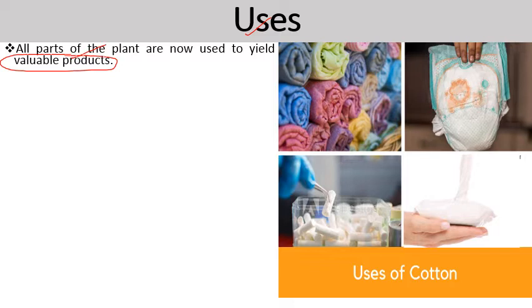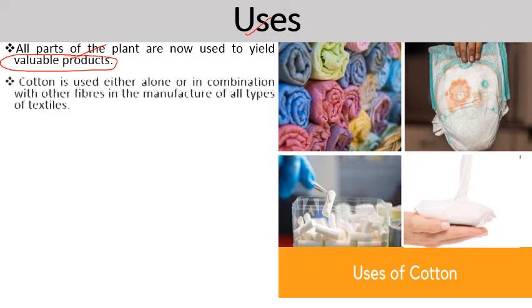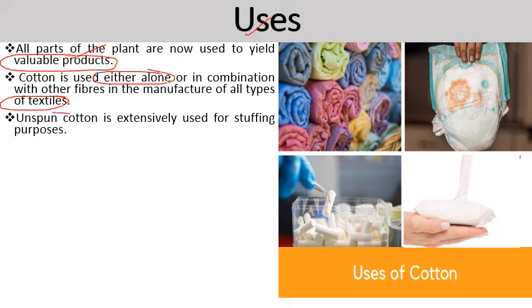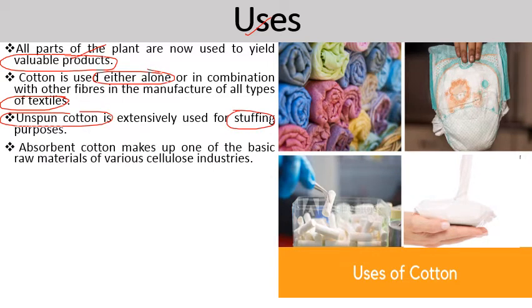Like we have seeds. Seed will produce oil, which is used as cooking oil. Then the oil cakes are used as fertilizer or feed for cattle. Cotton is used either alone or in combination with other fibers in the manufacturing of all types of textiles. Unspun cotton is extensively used for stuffing purposes.